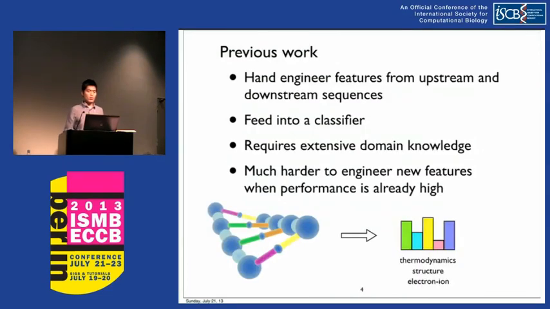Many existing works have focused on devising hand-engineered features from upstream and downstream sequences, and then feeding those features into a classifier. However, this requires extensive domain knowledge. Also, it is much harder to come up with new features when performance is already relatively high. Here is an example of some features, such as thermodynamics or electron-ion properties.